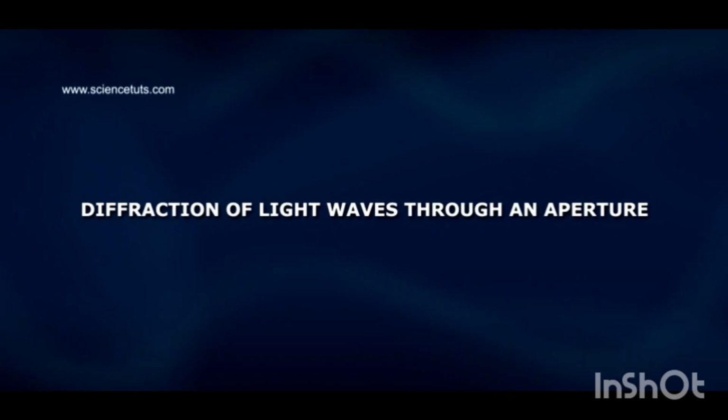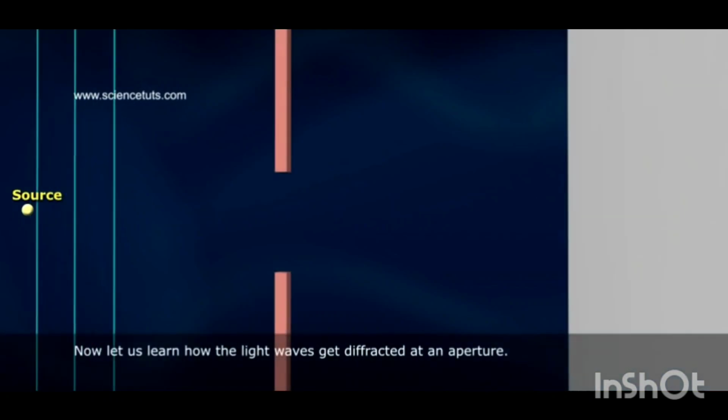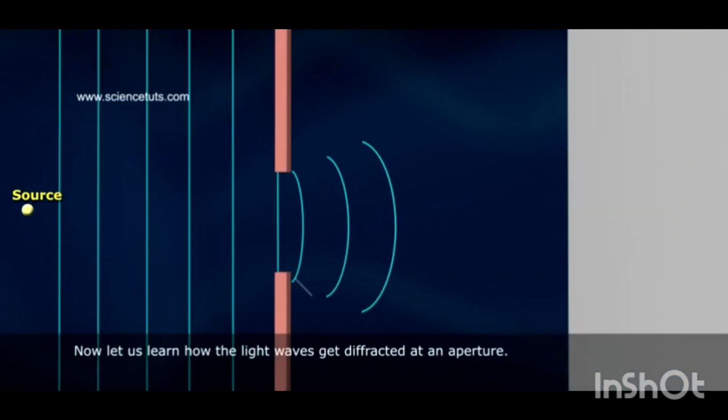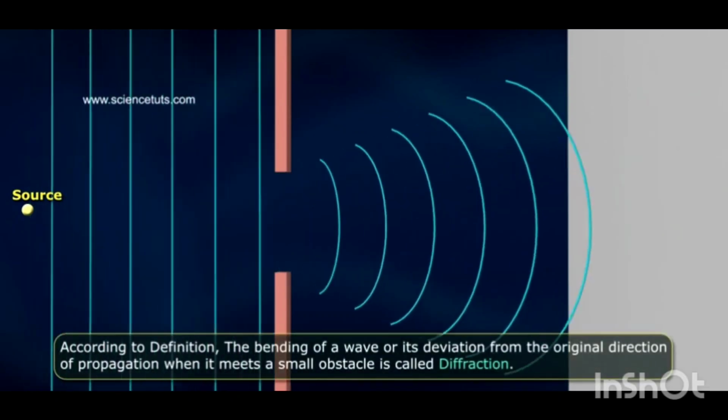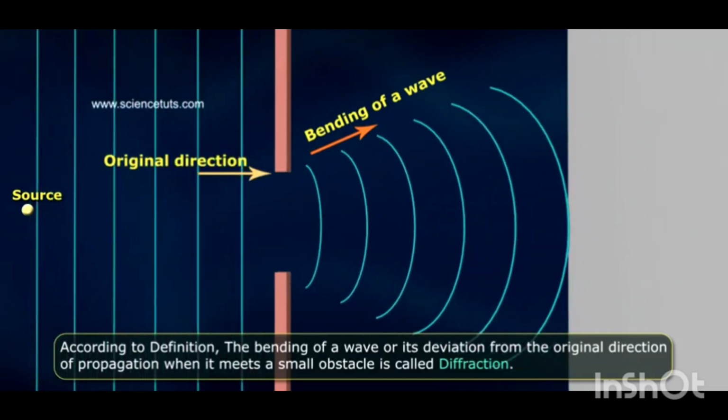Diffraction of light waves through an aperture. In our earlier session, we learnt about diffraction. Now let us learn how light waves get diffracted at an aperture. According to the definition, the bending of a wave or its deviation from the original direction of propagation when it meets a small obstacle is called diffraction.